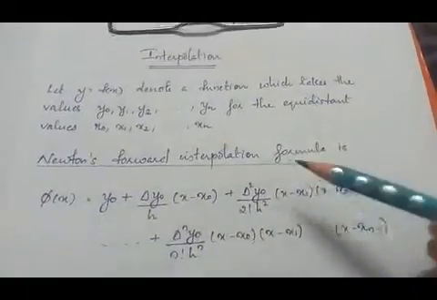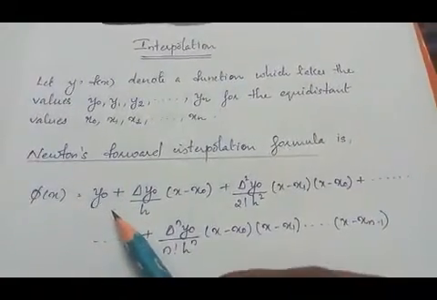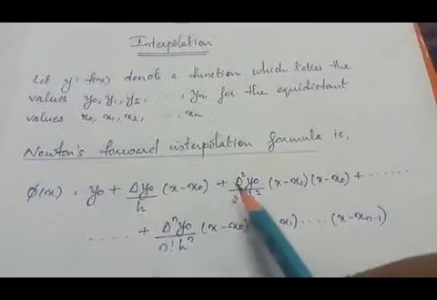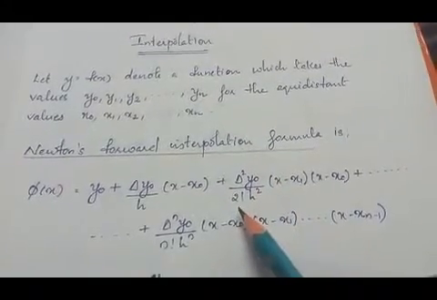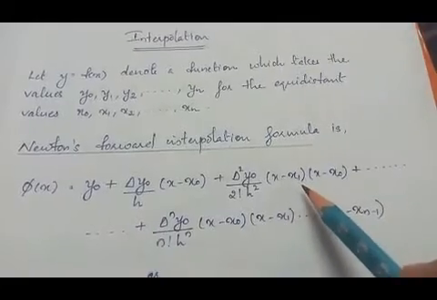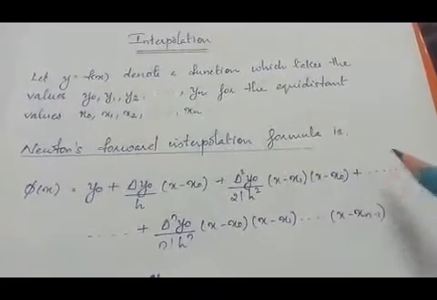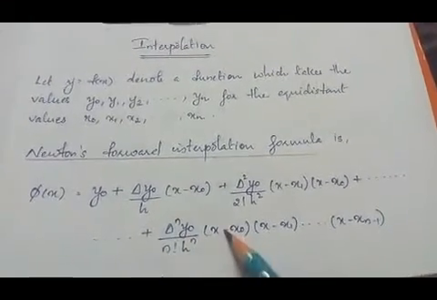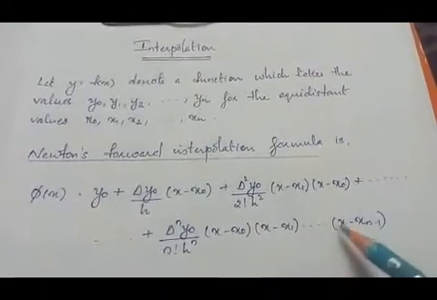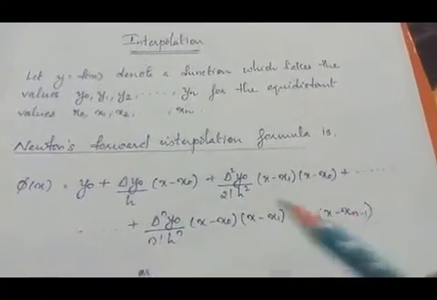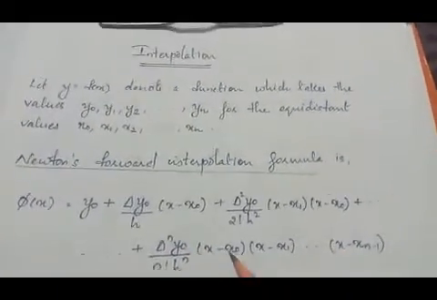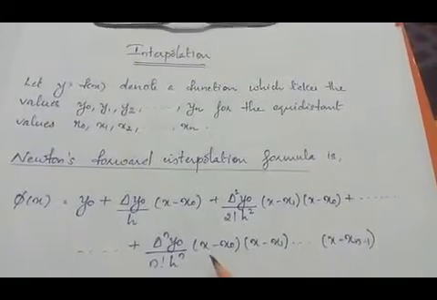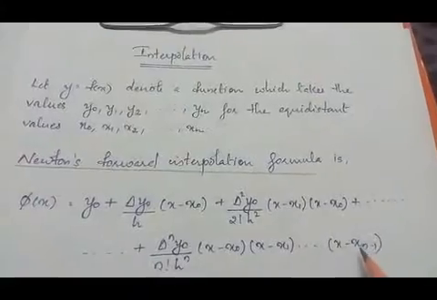Now Newton's forward interpolation formula is phi of x is equal to y0 plus delta y0 by h into x minus x0 plus delta squared y0 by 2 factorial h squared into x minus x1 into x minus x0 plus etc. till delta raised to n y0 by n factorial h raised to n into x minus x0, x minus x1, etc. till x minus xn minus 1. So in the nth term you have to subtract x0 till xn minus 1 from x. n minus 1 terms will be included.